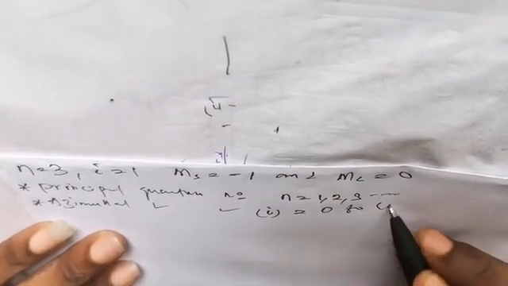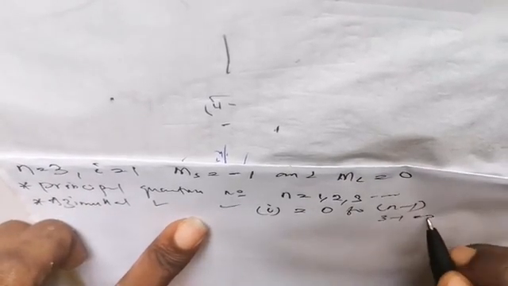The azimuthal quantum number relates the angular momentum of an element with its orbital, and it has values which range from 0 to n minus 1. So if we are given n equal to 3, it means n minus 1 becomes 3 minus 1, which is equal to 2.